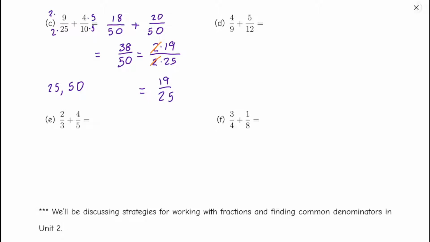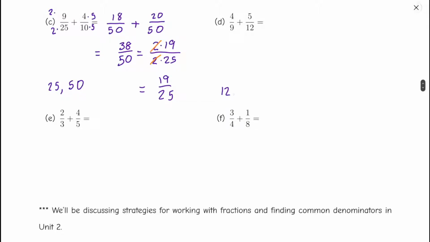Okay, D. Now we have 9 and 12. So again, I'm going to start with the bigger one. So 12. 12 times 2. 12 times 3. And there's our answer, 36, since 9 also goes into 36.